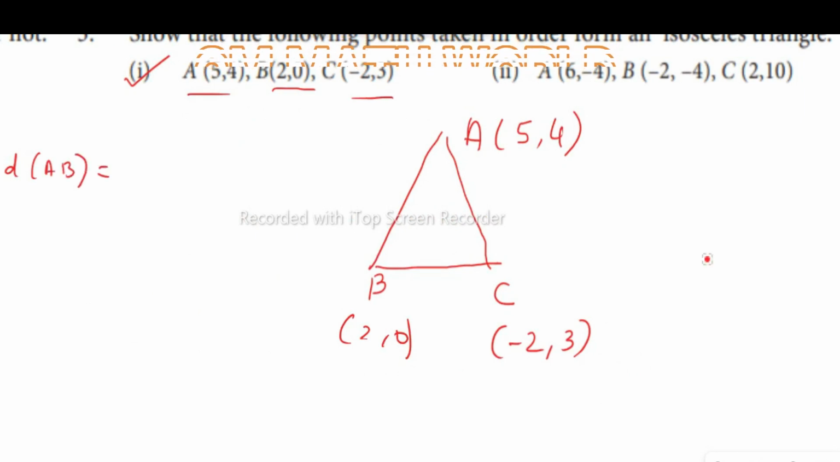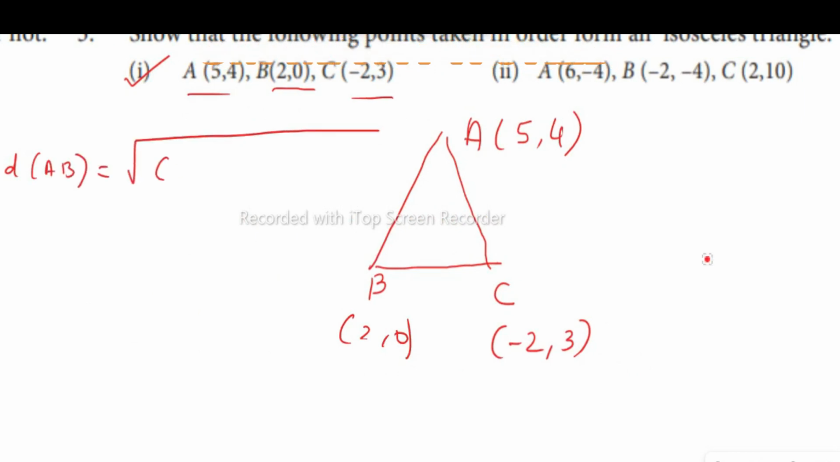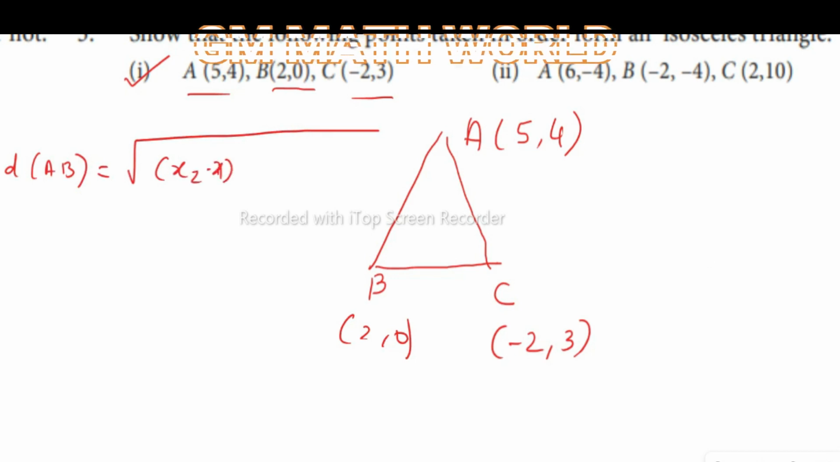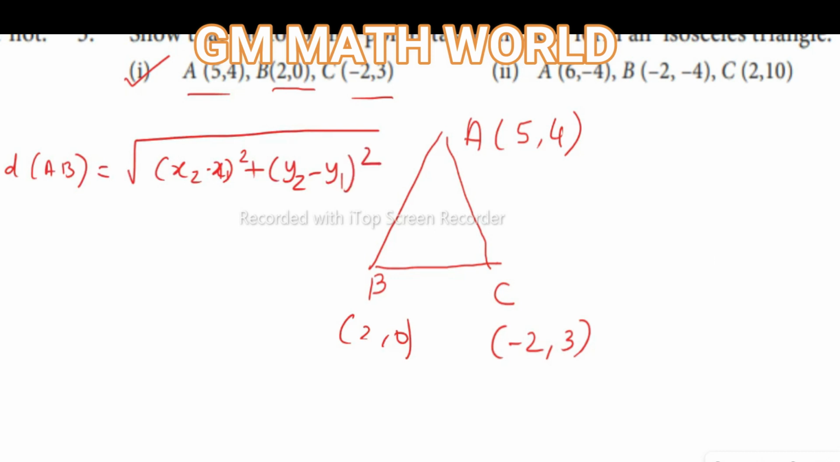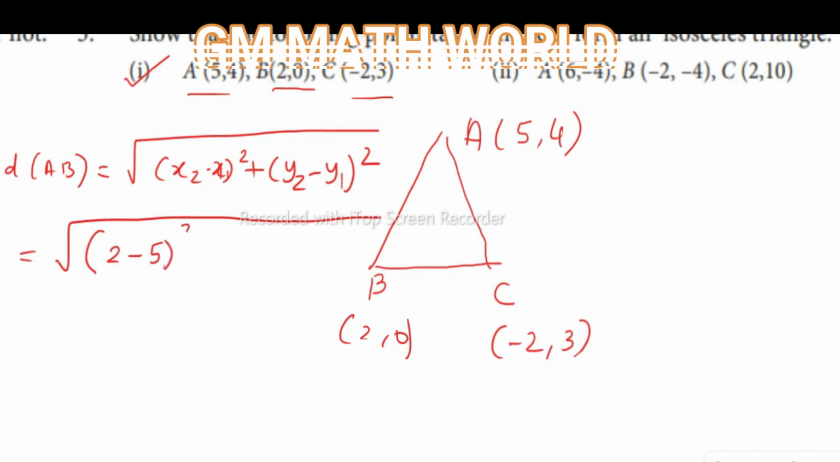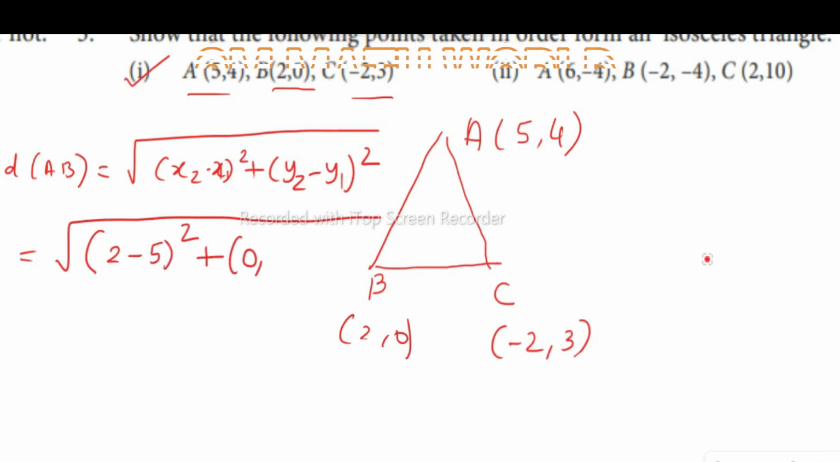We know that in a triangle when two sides are equal we can say that the triangle is an isosceles triangle. Therefore we will find the distance AB, distance BC and distance AC, and if we get two sides equal then we can say that the given vertices form an isosceles triangle.